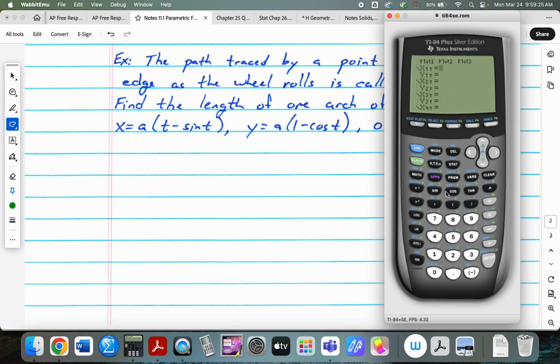And then we're going to have t minus sine t. And notice that when you change to parametric mode, it automatically changes the variable to t. And 1 minus cosine of t on the interval from 0 to 2 pi, which is already set there. So I'm just going to leave it and say, graph that.